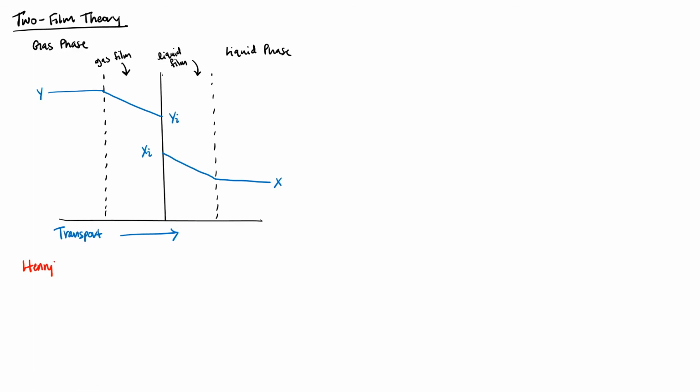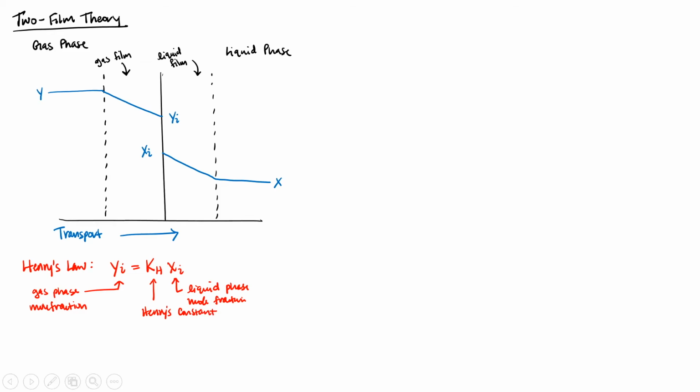Henry's law can be used to describe that equilibrium, where Yi is the gas phase mole fraction of component i and Xi is the liquid phase mole fraction of i. Henry's constant Kh is dependent on composition, temperature, and pressure and can be derived from literature data.